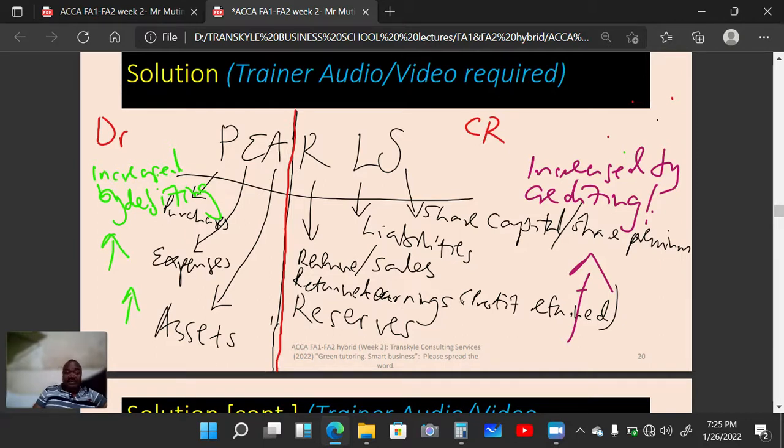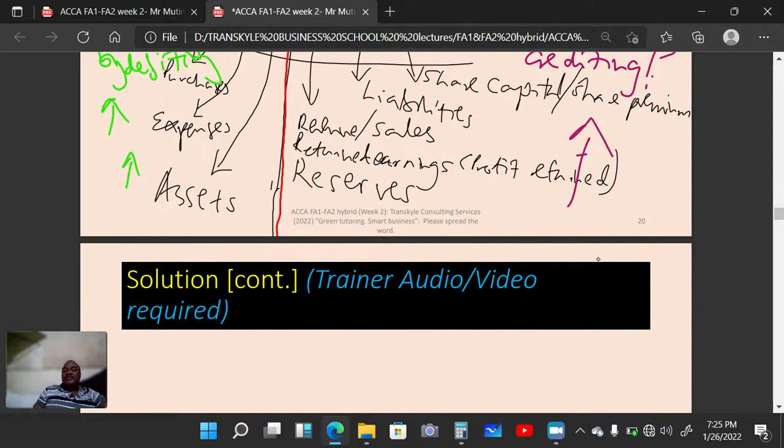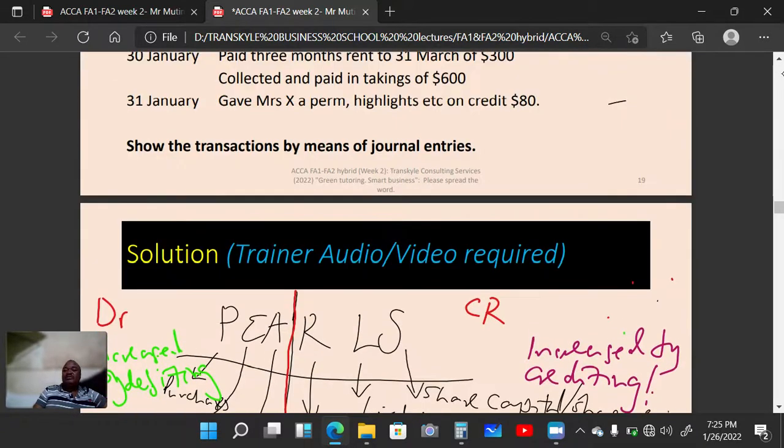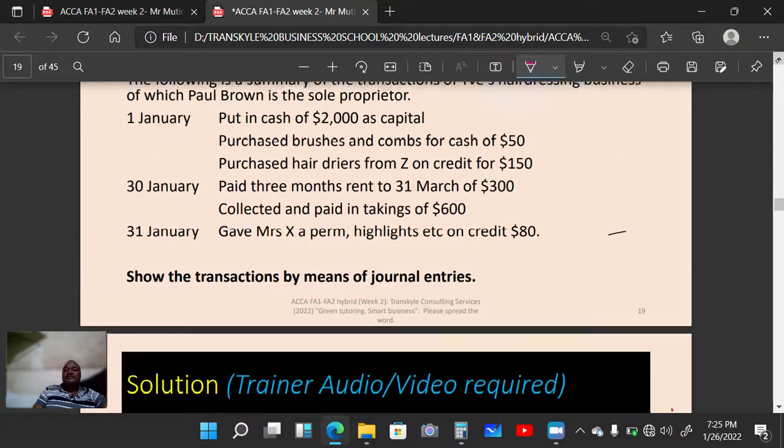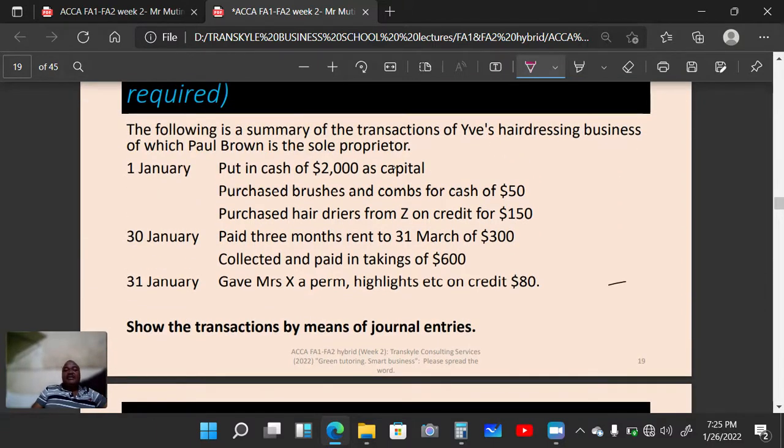Are we together? So let us now do the example for the journal entries. We just want to do just 2 or 3 entries here. The following is a summary of the transactions of YV's hairdressing business, of which Paul Brown is the sole proprietor. On 1 January, he put in cash of $2,000 as capital, as the capital of the business.